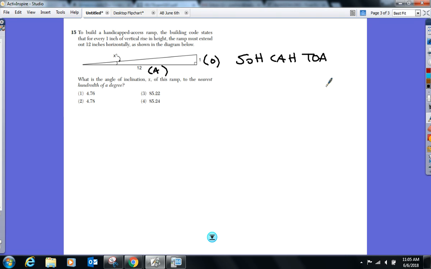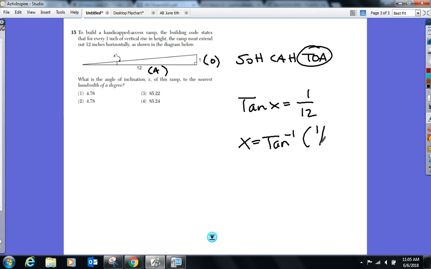So according to SOHCAHTOA, I'm going to use tangent. Tangent of x equals opposite 1 over adjacent 12. When you find an angle, we do not cross multiply. We go back into our calculator and do the inverse, whatever function I use. In this case, tangent, I plug in 1 over 12. Please make sure your calculator's in degree mode.